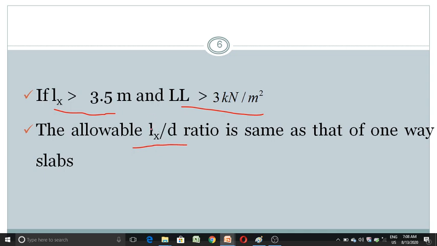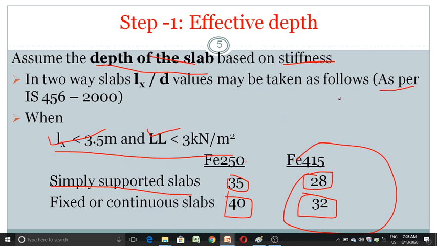How to calculate the effective depth here? We know that L by d equals some value, say 28, I am assuming. From this I want to know what d is. From this I can write d equals L by 28. Here L is your what?